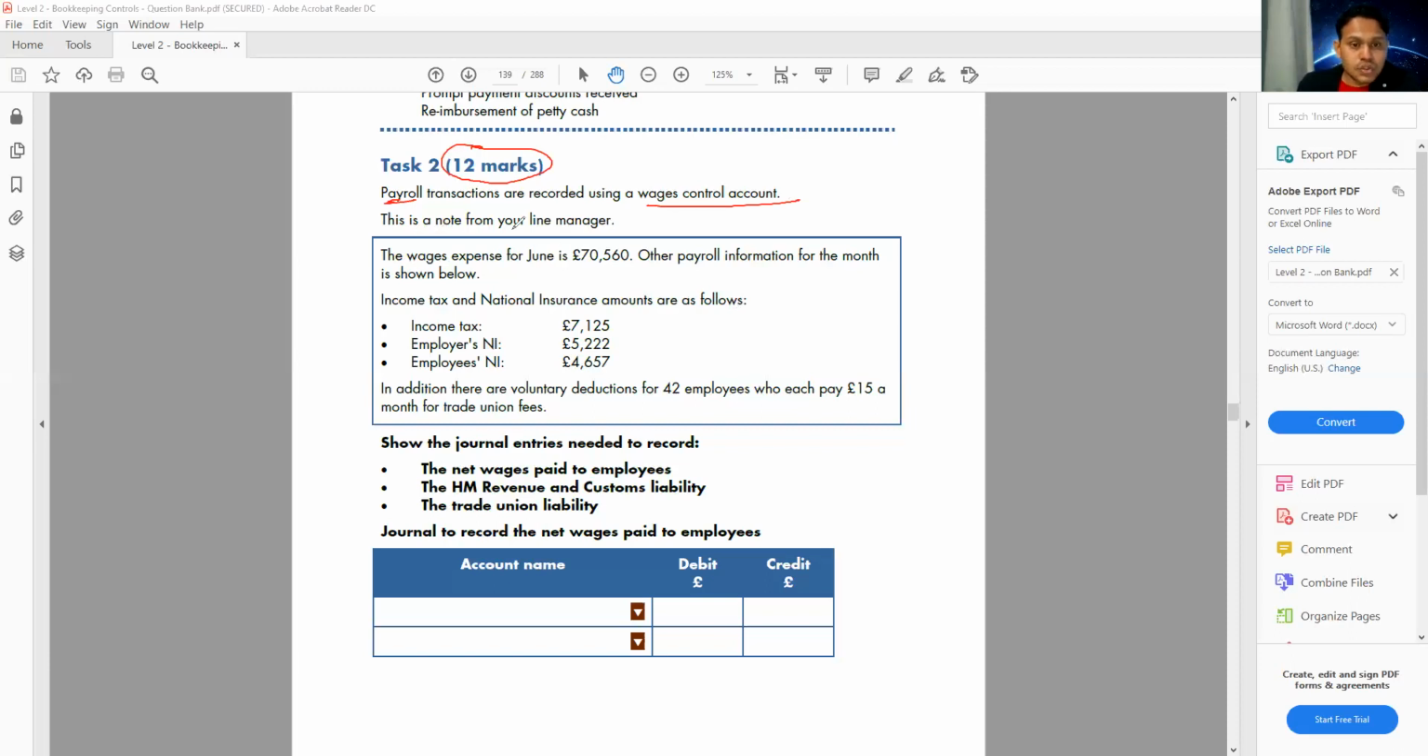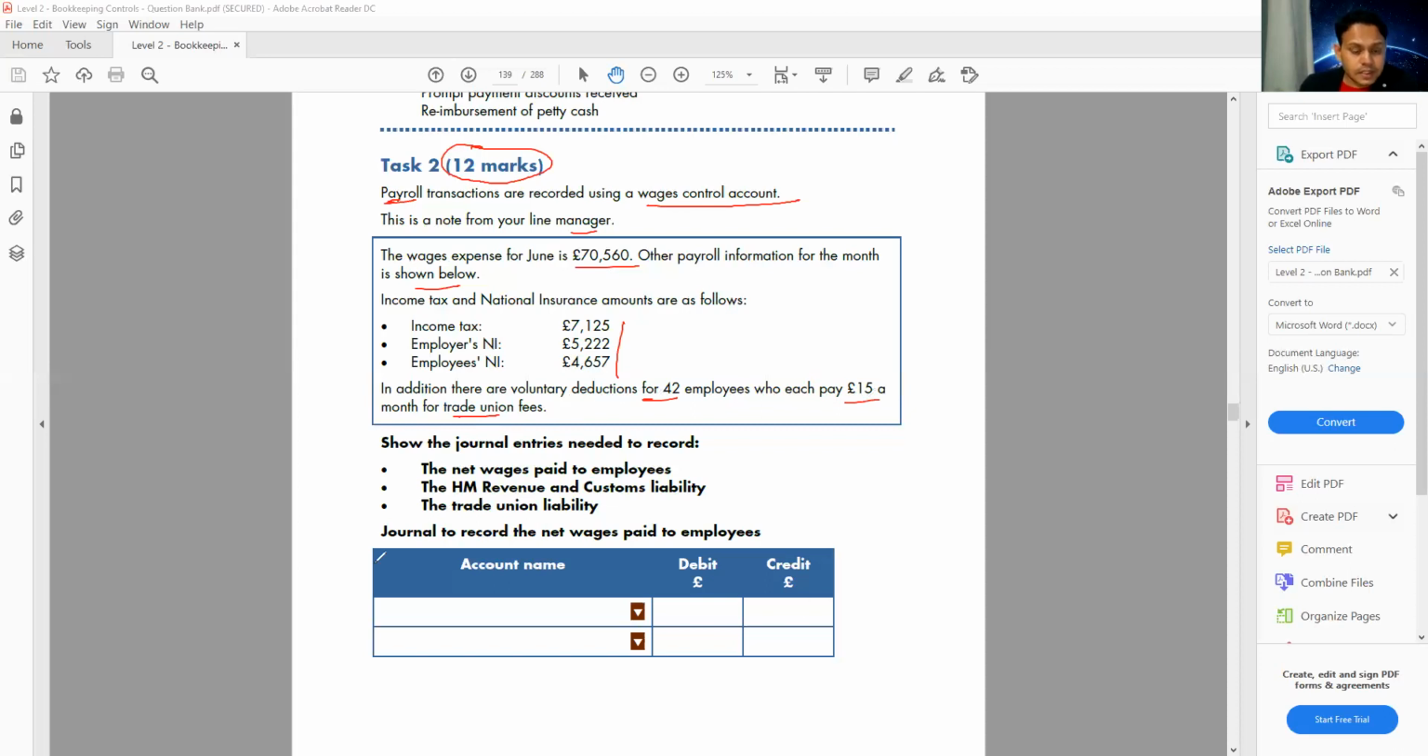This is a note from your line manager. The wages expense for June is 70,560. Other payroll information for the month is shown below. Income tax and national insurance amounts are as follows. And we have a voluntary reduction for the trade union, that is 42 employees and pay 15 each. You need to multiply that. How much is the trade union?